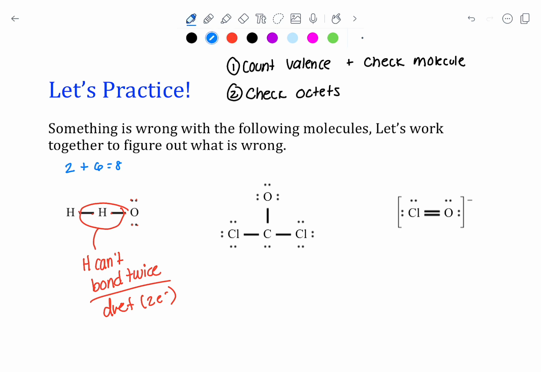For our second structure, we have to count up our valence. So we have 4 from the carbon, 14 from the chlorines, and 6 from the oxygen. So in total, it's 24 electrons. Let's see, we have 1, 2, 3, 4, 5, 6, 7, 8, 9, 10, 11, 12, 13, 14, 15, 16, 17, 18, 19, 20, 21, 22, 23, 24, 25, 26. So we have too many electrons.